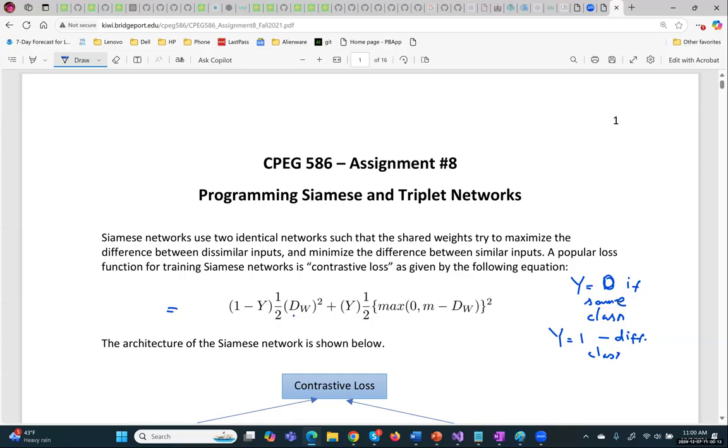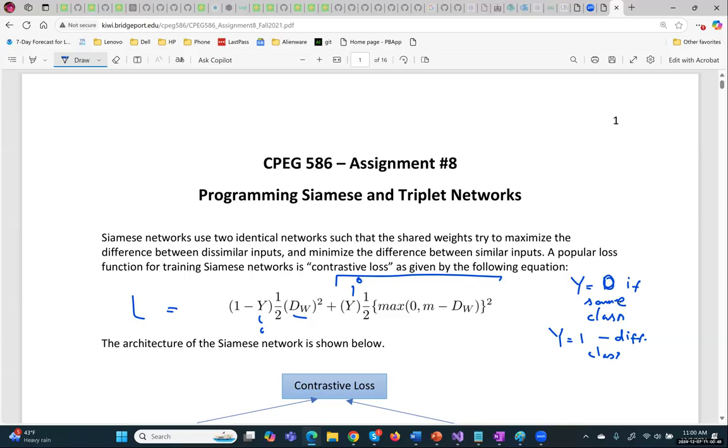And dw is our Euclidean distance. So let's take the example of Y is 0. You can see this becomes 0 and this whole term disappears. So you don't have to worry about it, right? Y is 0, so the target is 0. So what does this become? Our loss simply becomes half dw square, which basically means if the two inputs are the same, reduce the distance, because this is how the loss will get reduced if the distance gets reduced, right? So that makes sense, okay?